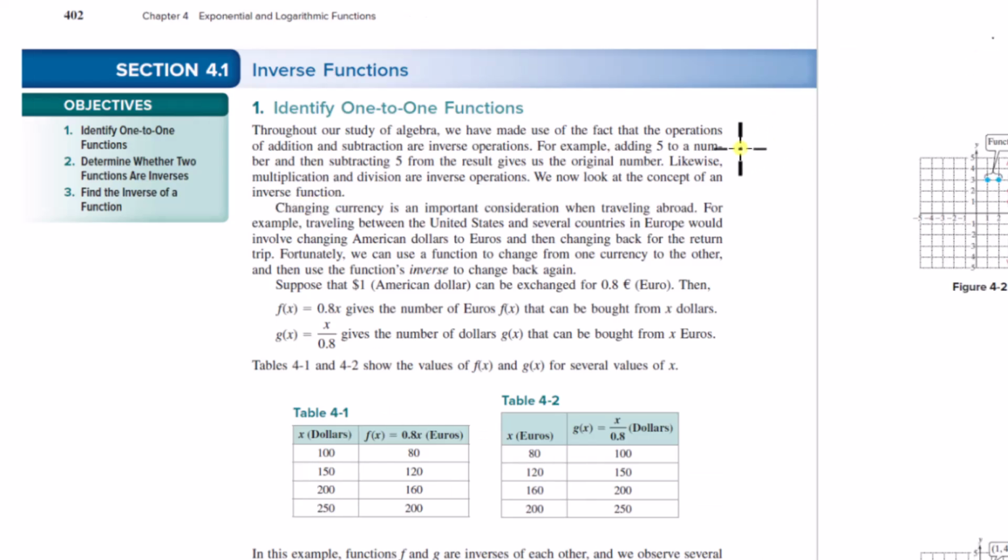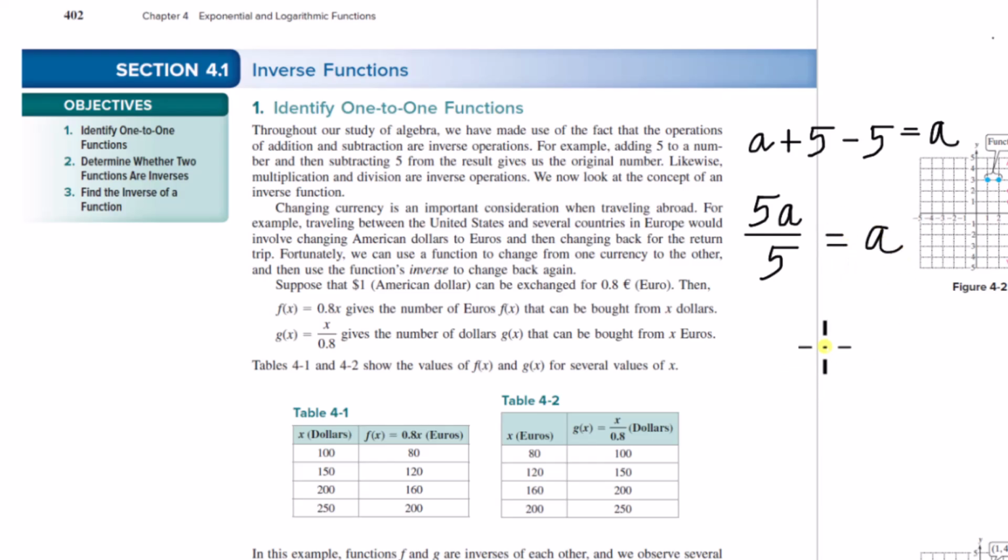Okay, so if you start with a number a and you add 5 to it, and then you subtract 5, you get the original number back. So addition and subtraction are like inverse operations. Same idea with multiplication and division. If you multiply a number by 5, and then you divide that result by 5, you end up with the original number. Multiplication and division are inverse processes. So now we want to look at the idea of an inverse function.